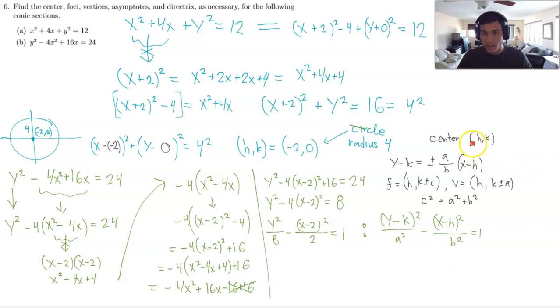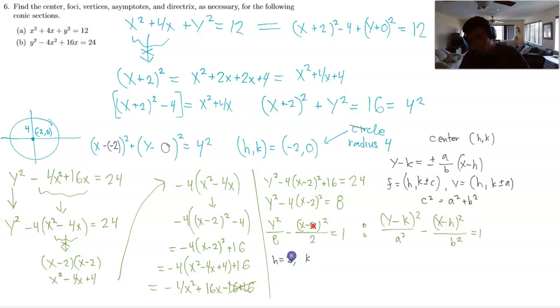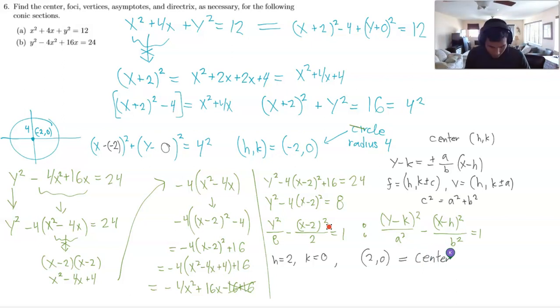Okay, so the center is h and k. Let's identify what the center is. We see that h corresponds with x, so in our case h is equal to 2. And what's k? We see that k corresponds with y, so k is equal to 0 in our case. So our center is 2, 0. That's our center.